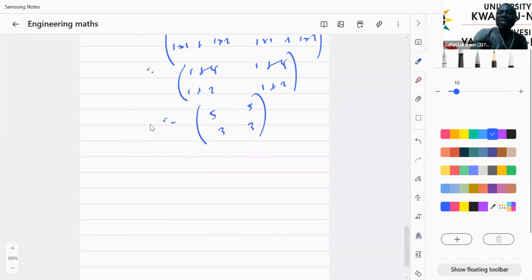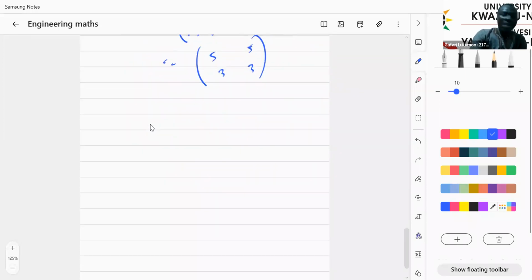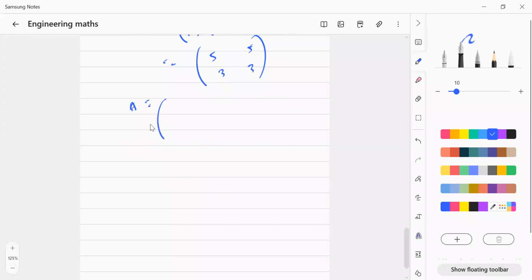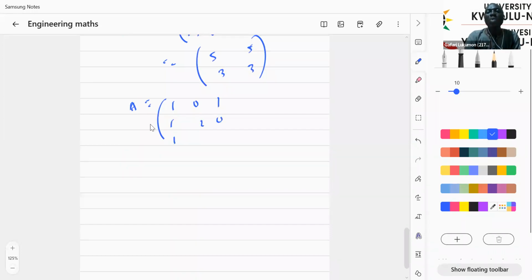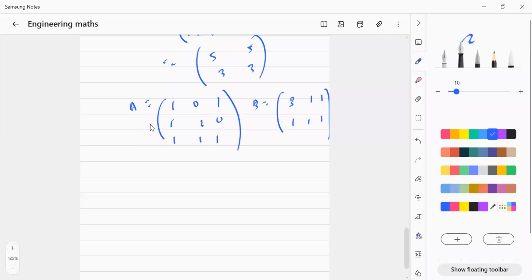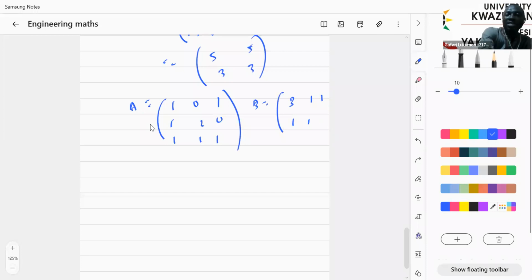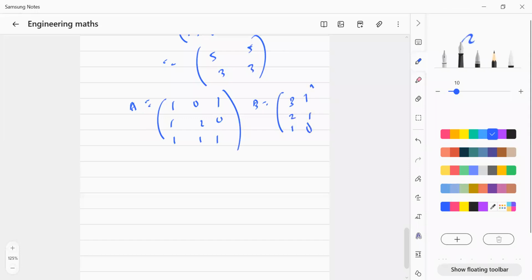Okay, now what if you have 3 by 3 matrices, before we move to the Gauss-Jordan elimination method? Let me say I have this type of matrix. If my A is equal to 1, 0, 1, 1, 2, 0, 1, 1, 1, that is A. This is a 3 by 3 matrix. You understand now? And maybe my B is 3, 1, 1, 1, 1, 1. Okay, let me rewrite it. I want to ensure that they are conformable.